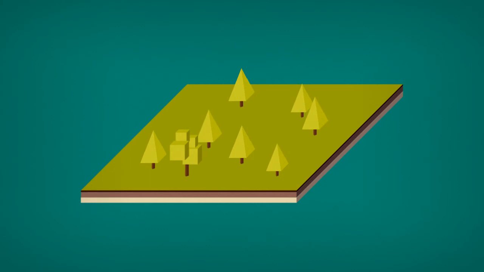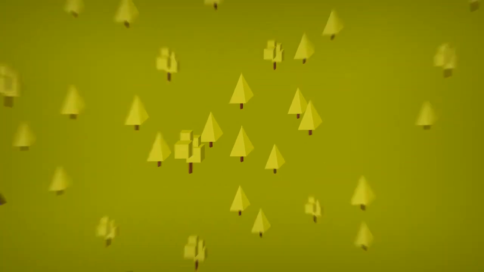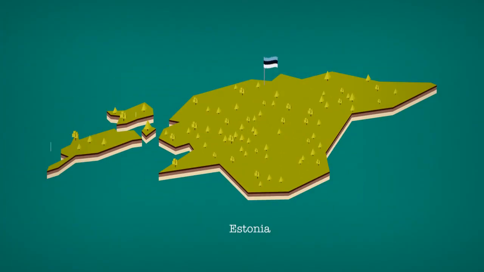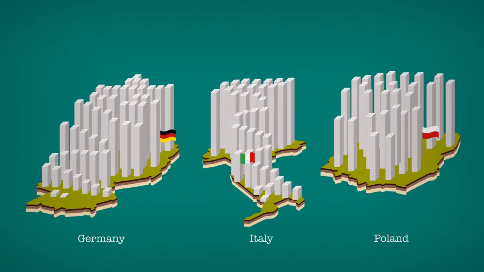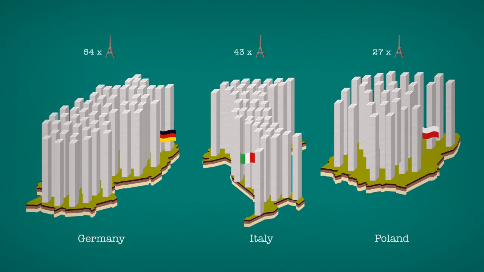Or take the environment. If in a small country like Estonia, which is a pioneer in the technology of digital signatures, it's been found that a stack of paper as high as the Eiffel Tower could be saved every month, imagine how much it could do to reduce the waste for other, larger European nations.